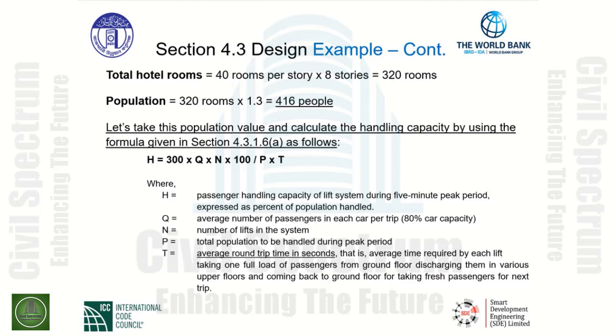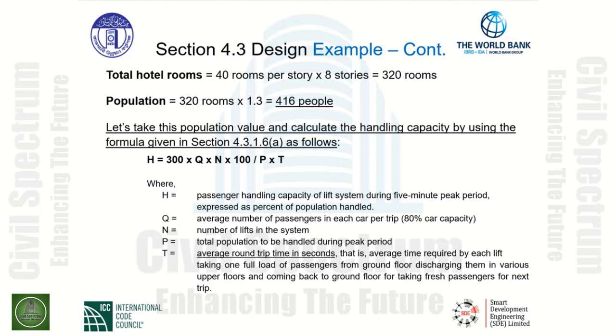With the information indicated in the beginning of our example, we have 40 rooms per story, and we have 8 stories that make up our high-quality hotel. By having 40 rooms per story times 8 stories, we have a total of 320 rooms that is calculated.